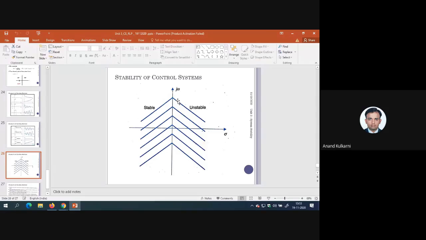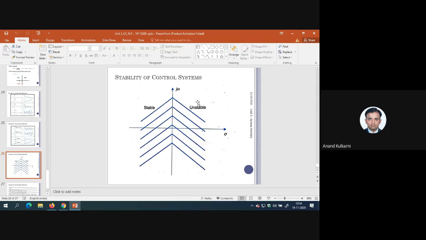If the roots have positive real part, at least one, then the system is unstable. If all have negative real part with one zero real part, then the system is limitedly stable. That means, suppose it is an nth order system, it has n roots. If all n roots have negative real part, then the system is stable. If any one, not necessarily all, out of n roots, even one has positive real part, the system becomes unstable. This is the condition.